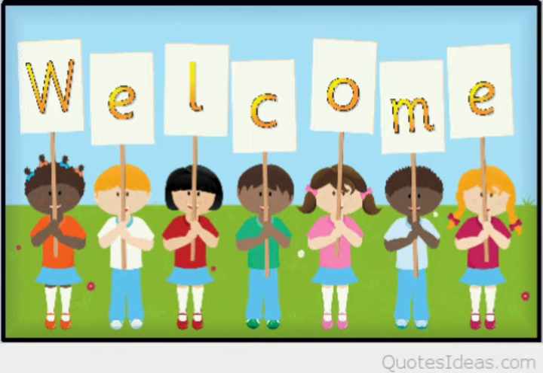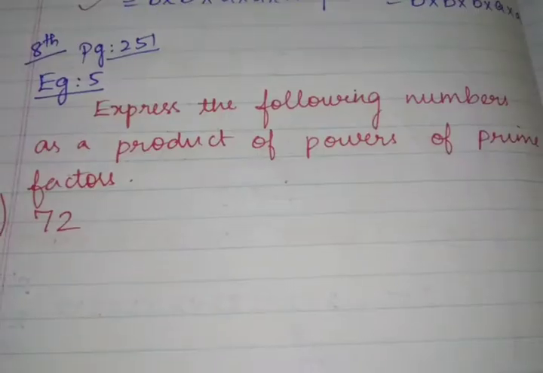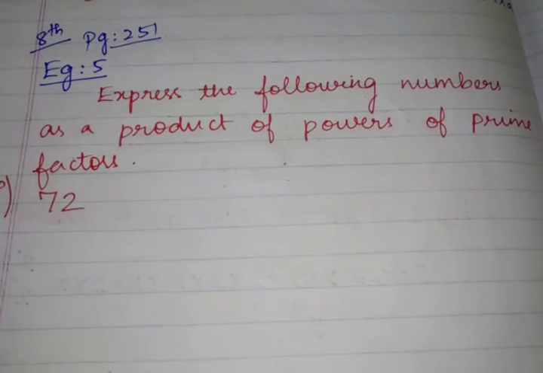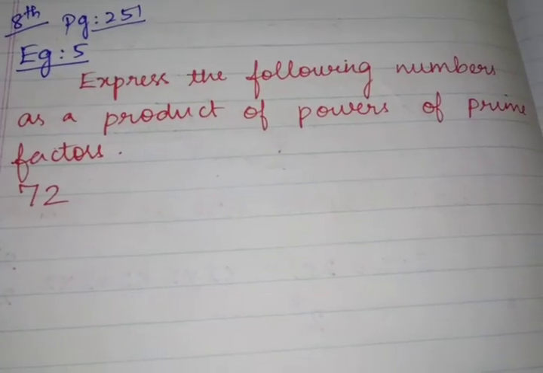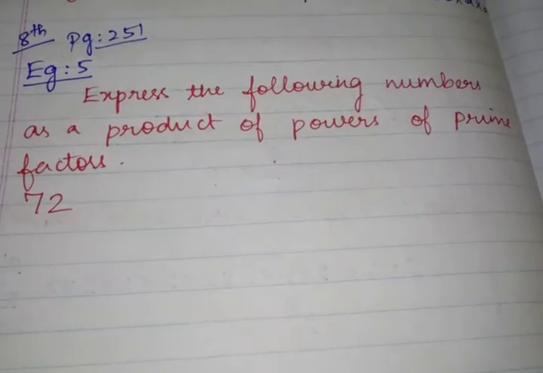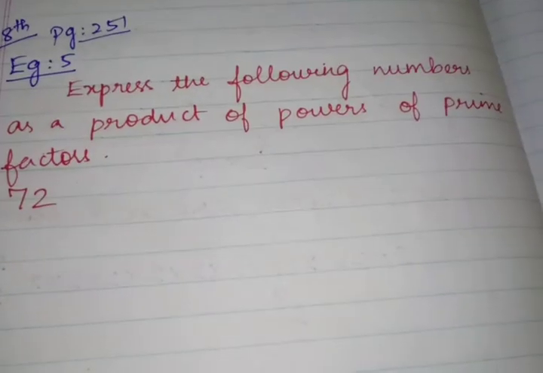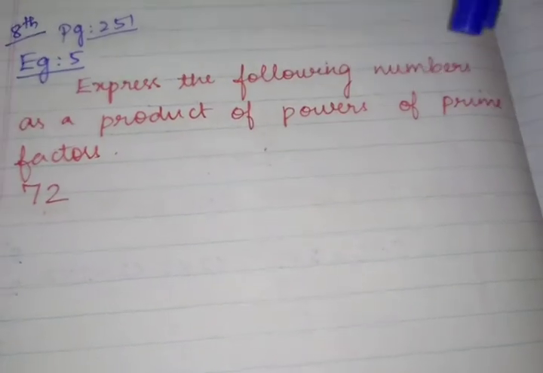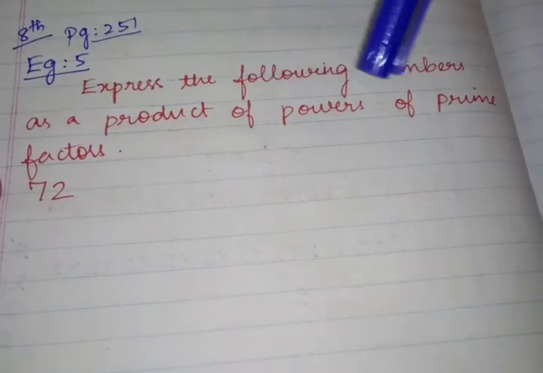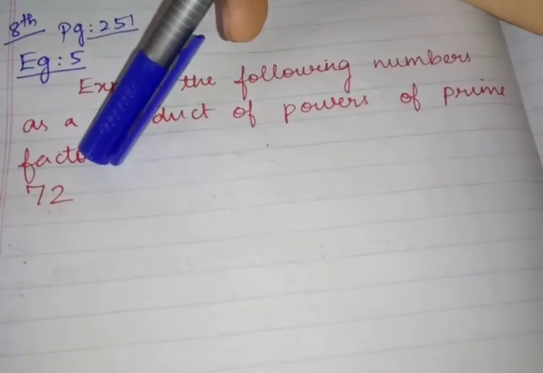Okay, children, I hope you all have taken page number 251. We are going to discuss example number 5. What is the question in example number 5? Express the following numbers as a product of powers of prime factors.